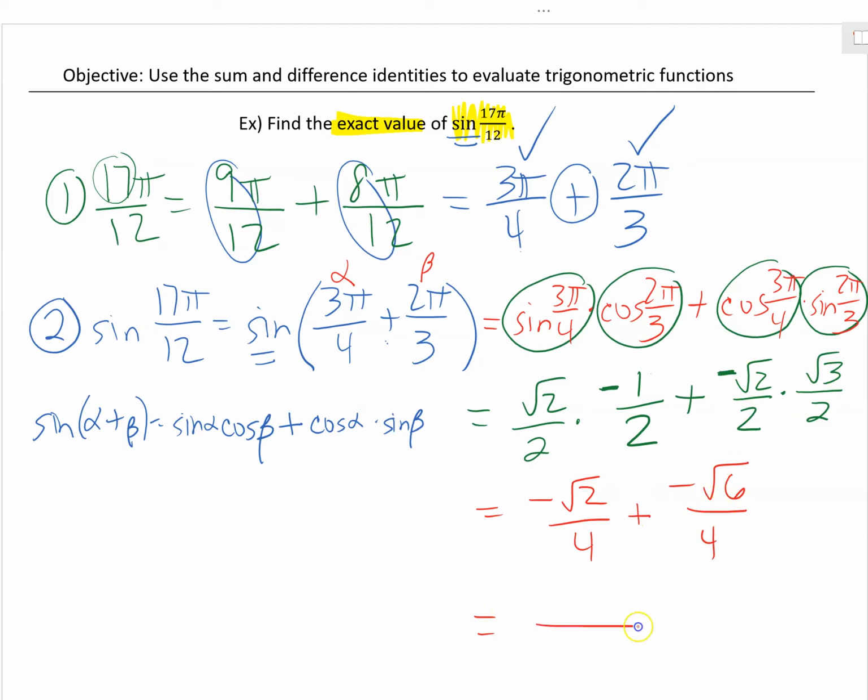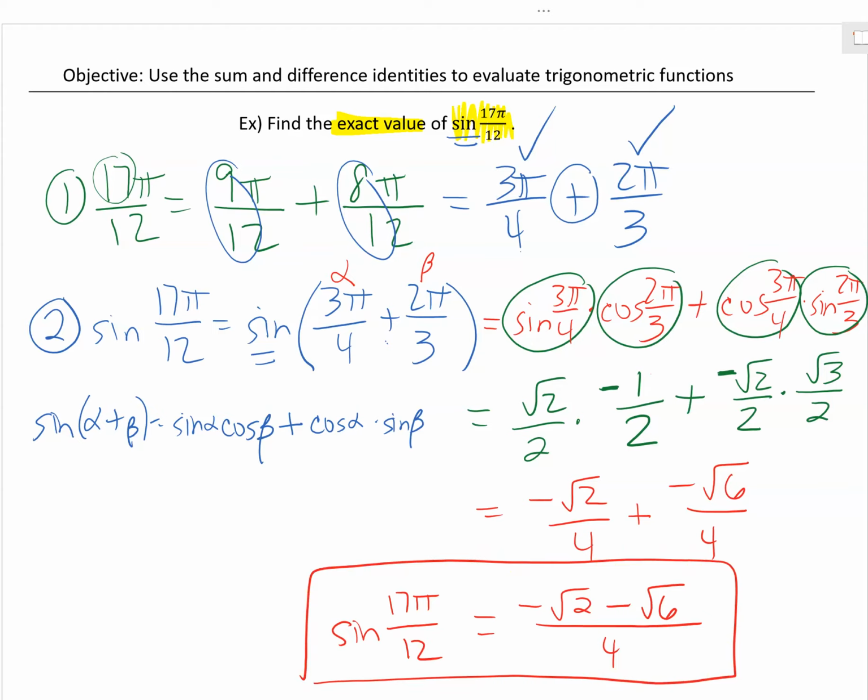So I've already got that common denominator of 4. And this would be the negative square root of 2 minus the square root of 6. And this would be the exact value for the sine of 17 pi 12ths.